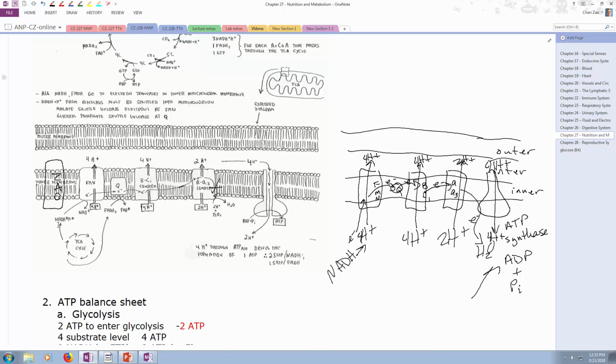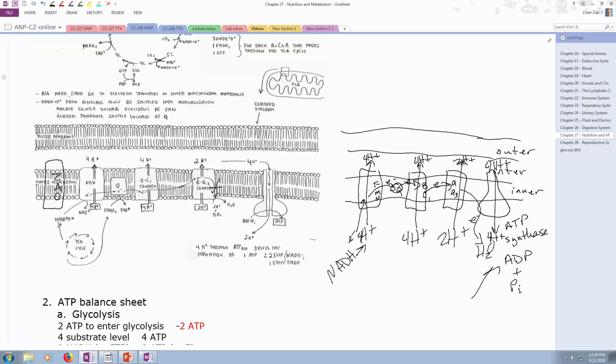Yes? In our diagram, there's only one Q person, right? Correct. Okay. Yeah. Q is not a pump, it's just an electron carrier. So it has nothing to do with that. And you guys know where the hydrogen's coming from, right? It's coming from NADHs and FADH2s. So that's where the hydrogens are coming from, and the electrons are also coming from those.